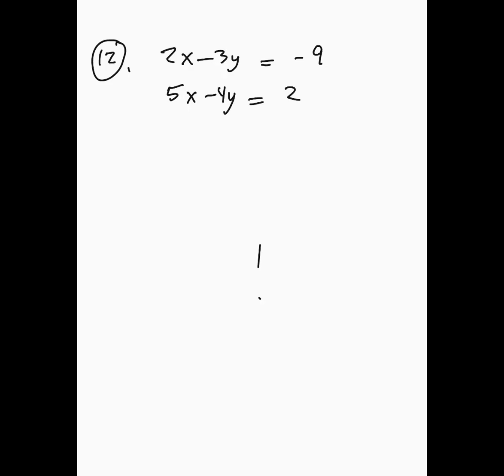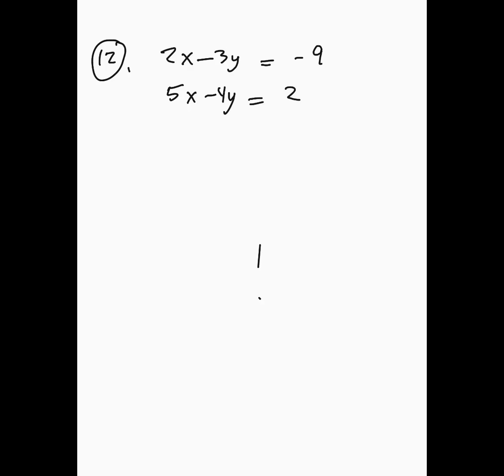So 2x minus 3y equals -9. 5x minus 4y equals 2, right? So we have to solve that. The critical thing is to know what the common multiple is of 2 and 5, because those are the x's, or what the common multiple is of 3 and 4, which is the y's. What's the smallest number that 2 and 5 both go into? 10, right?